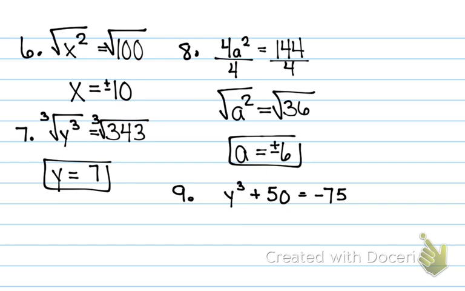Addison, what do I do first? Subtract 50. Okay, you need to move your numbers not connected to the variable first. So now I have y to the third power equals negative 125. Emmy, what would I do next? Take, what now?